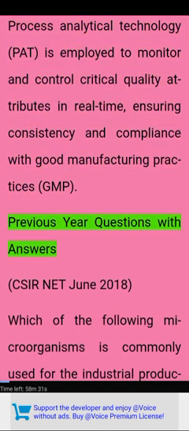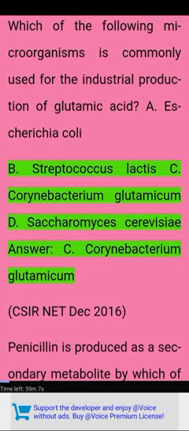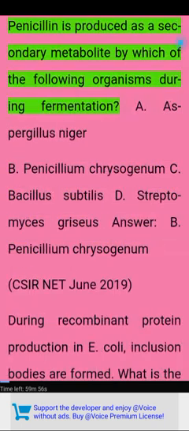Previous year questions with answers. CSIR NET June 2018. Which of the following microorganisms is commonly used for the industrial production of glutamic acid? A. Escherichia coli. B. Streptococcus lactis. C. Corynebacterium glutamicum. D. Saccharomyces cerevisiae. Answer: C. Corynebacterium glutamicum.